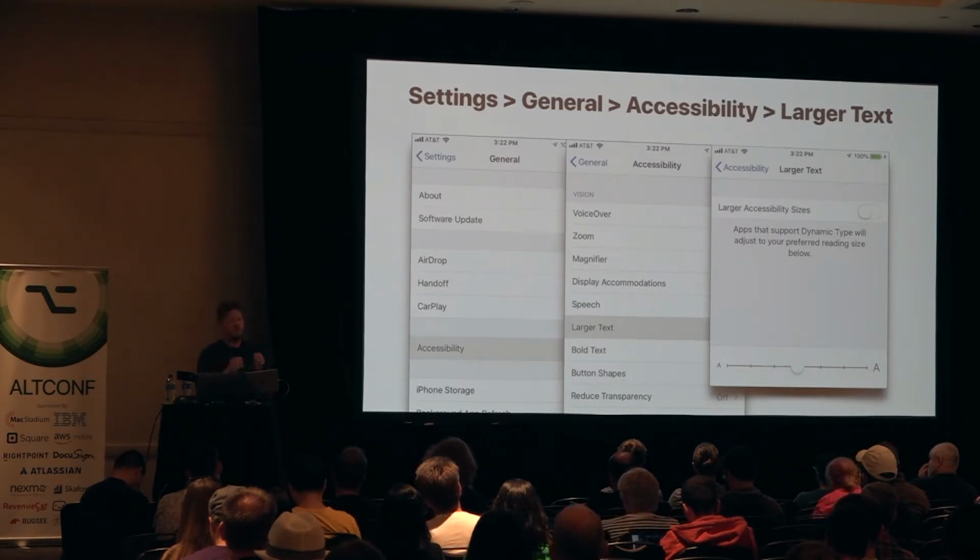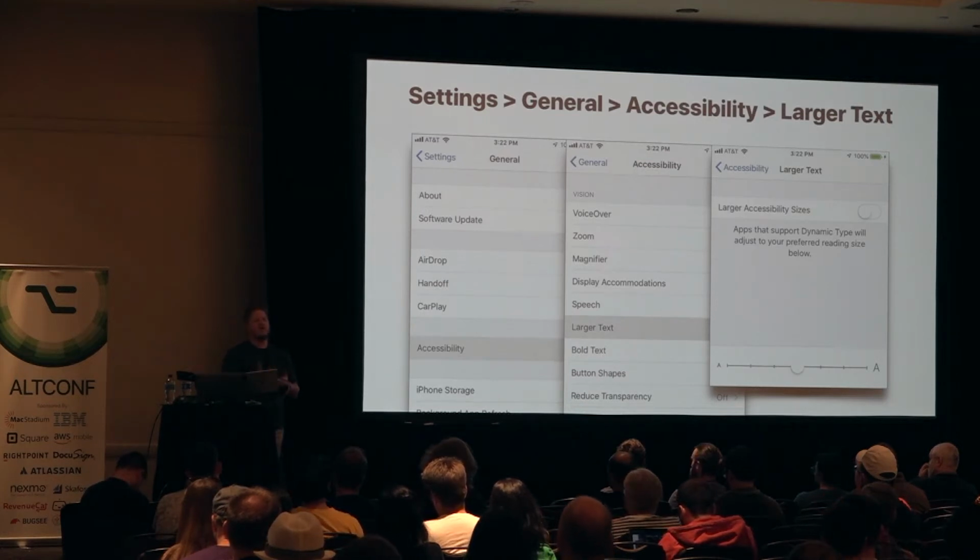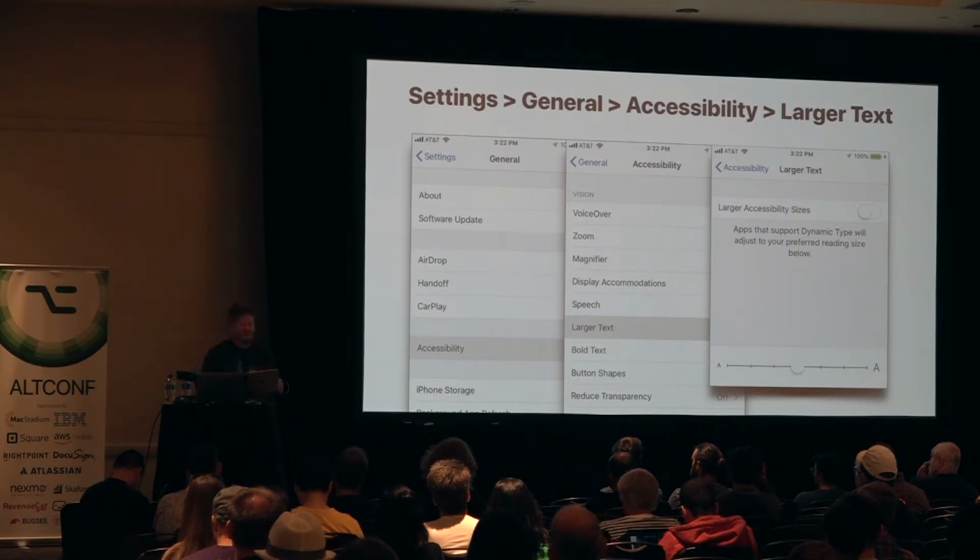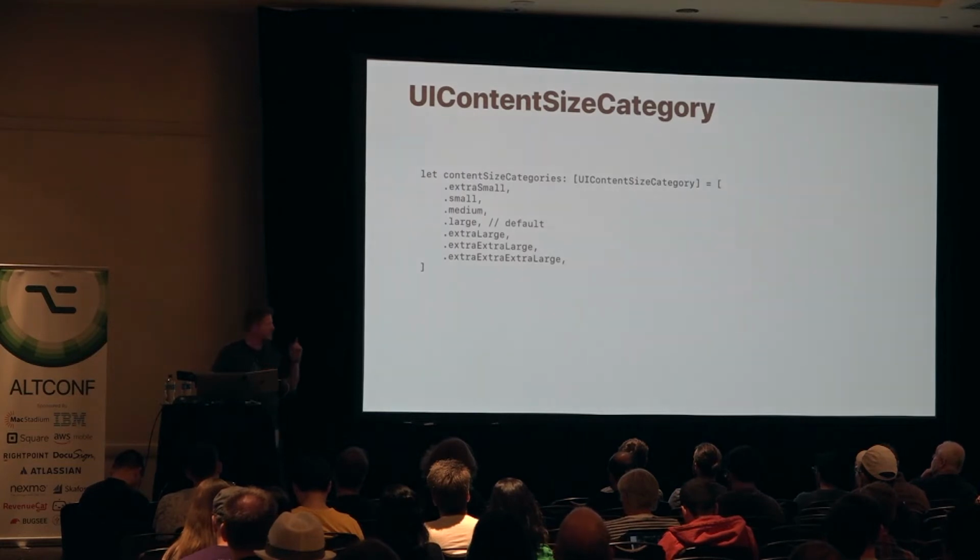When dynamic type first came out, a lot of developers took it to mean, well, we're going to give the user the option of changing their font size from what we say it should be, which generally is too small. But again, the consistency. So changing these sliders changes these constants, these values within the app.